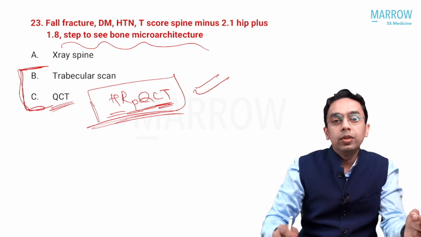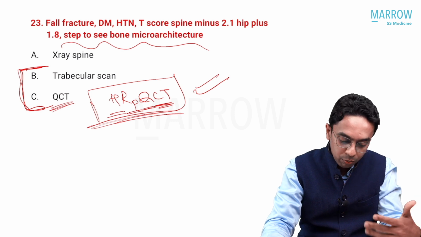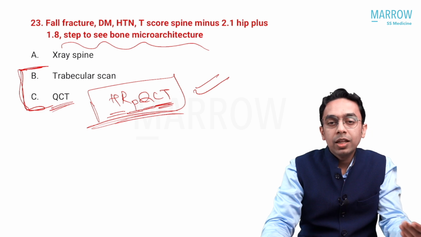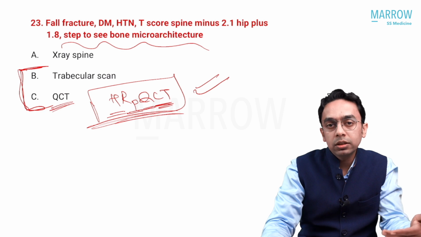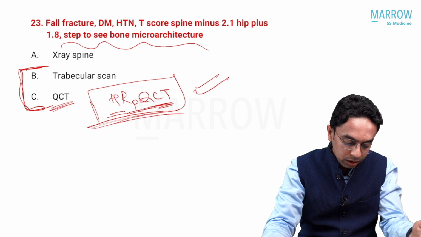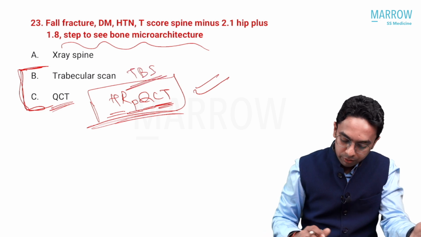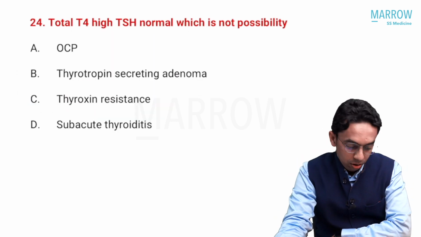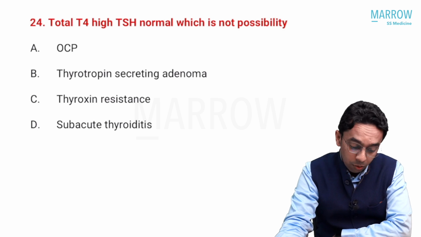Okay, so exactly how the question was formed, the answer can be any of these. But if they've directly asked about how to see bone microarchitecture, then I think QCT would be better. If they've asked what you do or what is the next step in evaluation of the bone microarchitecture, then the answer can be TBS. Okay, trabecular bone score.